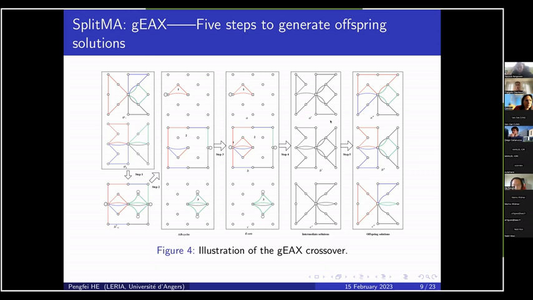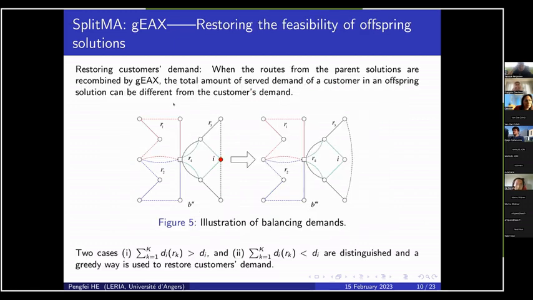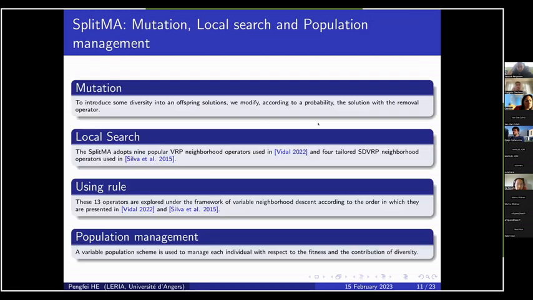In the next step, all isolated subtours in the intermediate solution are eliminated. For example, here is a triangle subtour. Finally, we have several offspring solutions. Then, for each offspring solution, we have to repair customer demand and the capacity of each route. The mutation, local search, and population management are used to evolve the population to find better global best solutions.